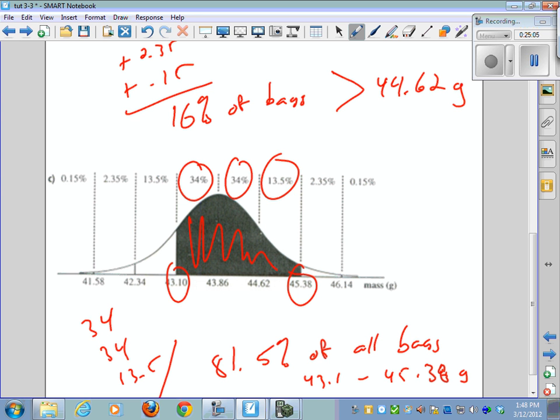Now, if you haven't thought of it already, you're probably going to say, well, Mr. Bennett, what if it's not 43.1 and 45.38? What if I want to know 43 and 46? How the heck am I going to do that? Because 43 is like a little bit to the left, and 46 is a little bit to the right. How the heck am I going to do those? And the answer's tomorrow. Okay? And in fact, when I show you how to do it tomorrow, you're not going to have to do it by the chart today. Once you see how to do it on the calculator, it's fairly simple. But this gives you an idea of what's actually going on.